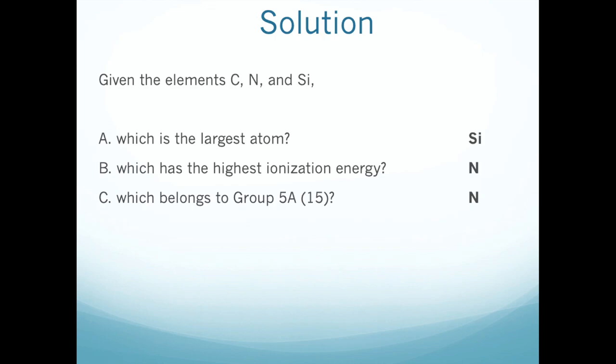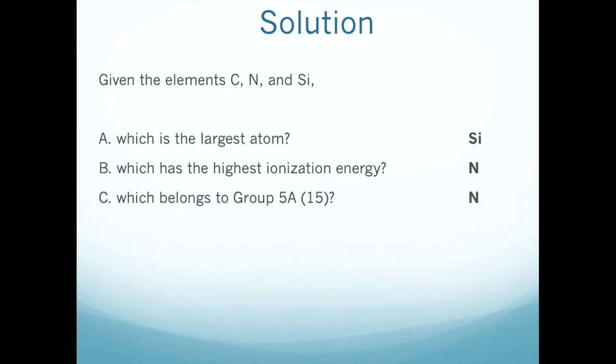Okay. All right. So like I said, based on these patterns, you can figure out, when you're comparing two individual elements, or in this case, three of them, by looking at where they are in relationship to each other in your periodic table, you can sort of compare which one's going to be bigger, which one's going to have a higher ionization energy, and so on.